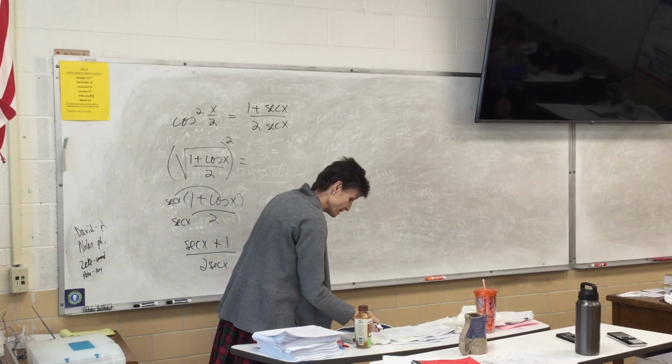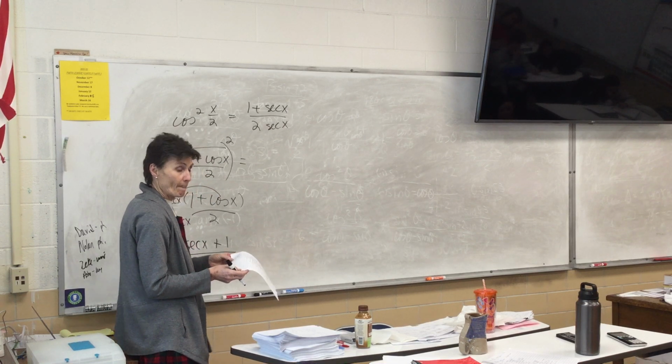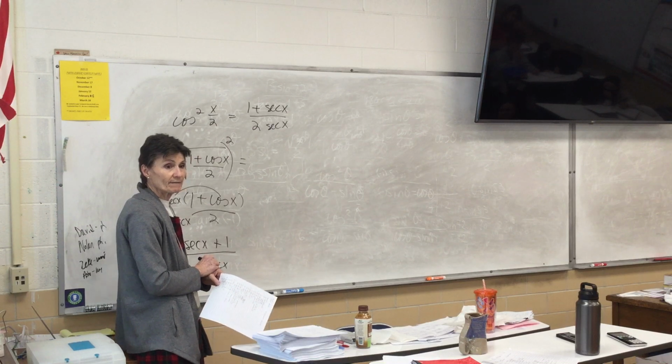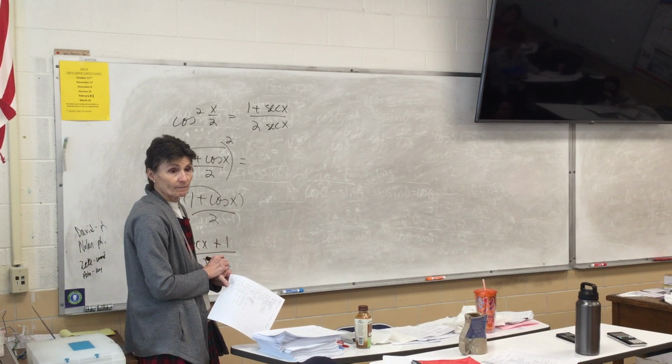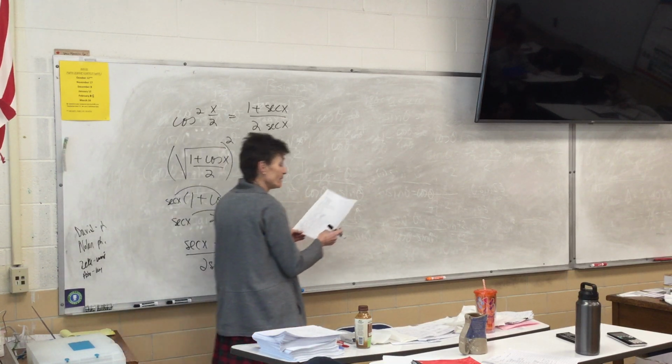Okay, what was it, 5C I'm doing next? 5B. I have a question on this one. How do you get the square root at the beginning? It's the formula, the cosine of x over 2. Oh, I see.